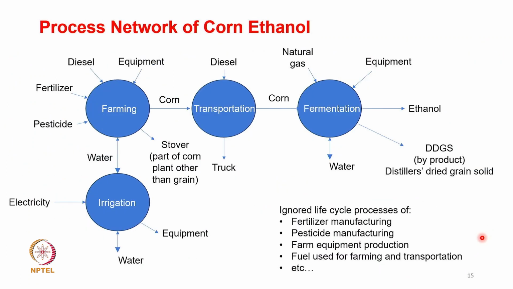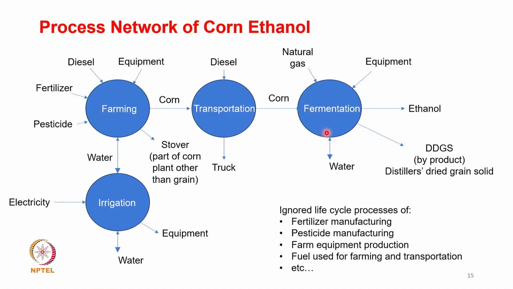how such a process network can be made for a process, for instance, the making of corn ethanol. Ethanol manufacturing requires fermentation, and the fermentation output would give you ethanol, and also a byproduct, which is the dried grain solid. You require equipment for that, and energy, potentially natural gas, and there would be some water left over. An input to the fermentation is corn.